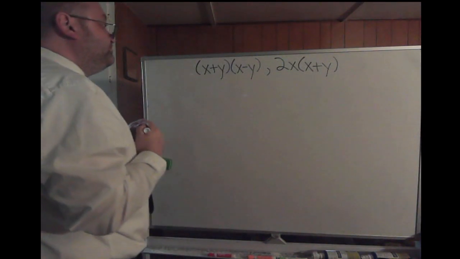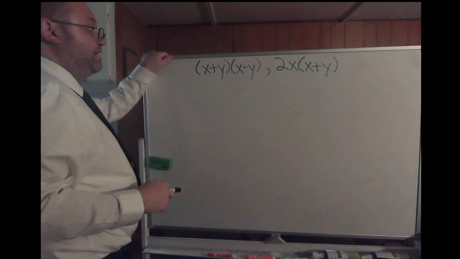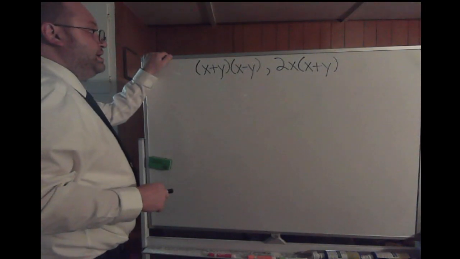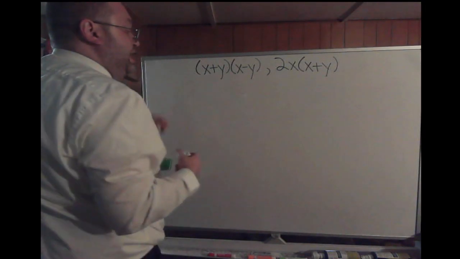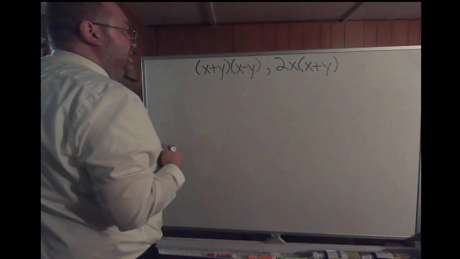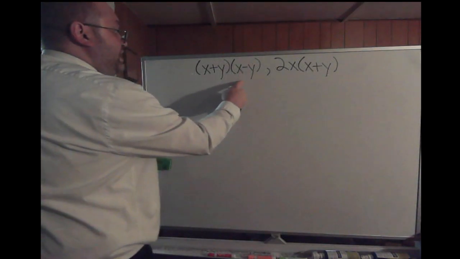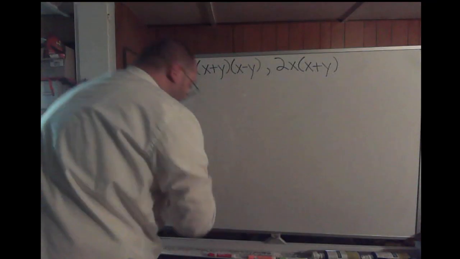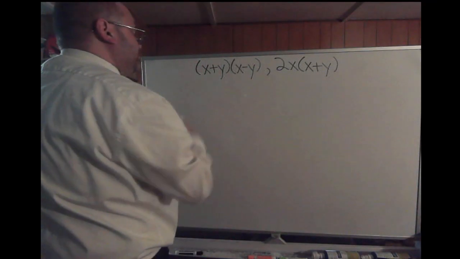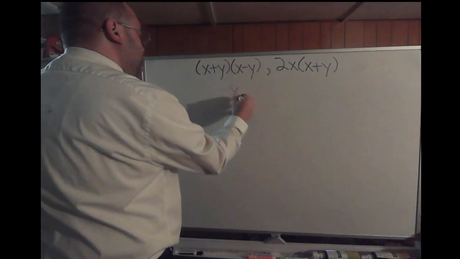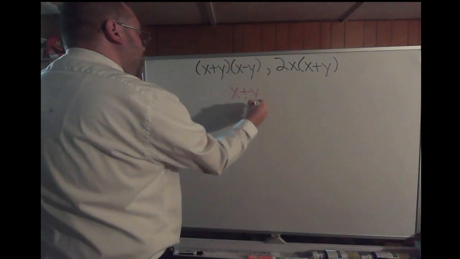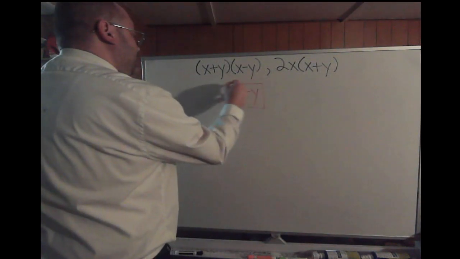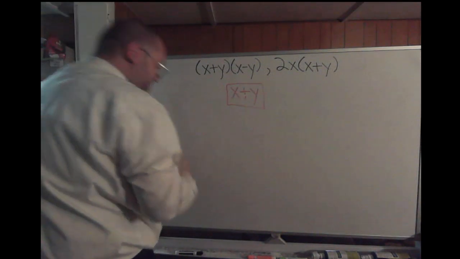Alright. Let's look for what they both have in common. They both have an x plus y in common. Do they have anything else? They don't have an x minus y in common. They don't have an x term in common. So literally the only thing those two terms have in common is going to be x plus y. That's literally all they have in common, would be x plus y.